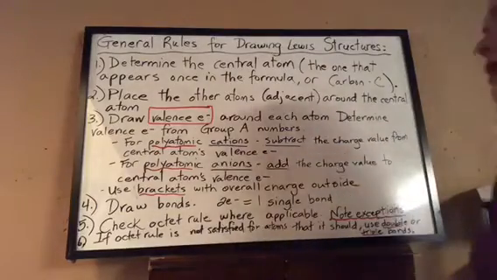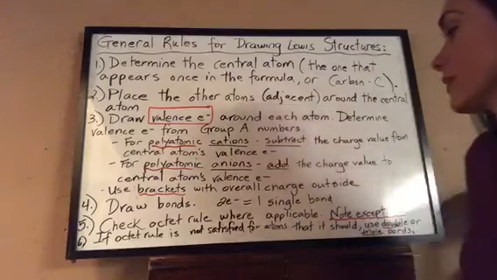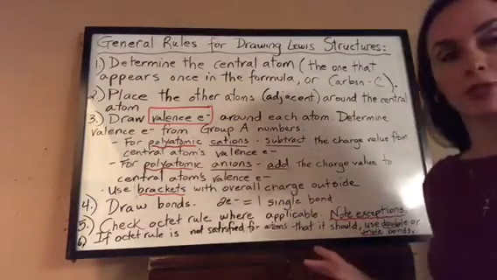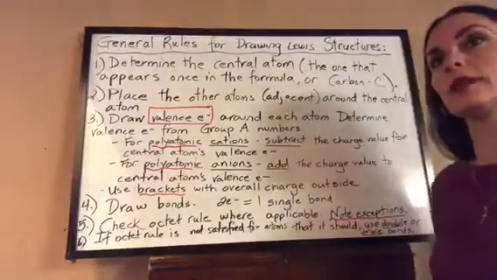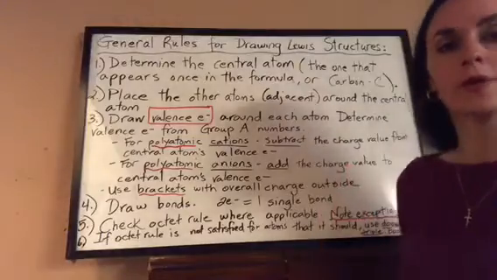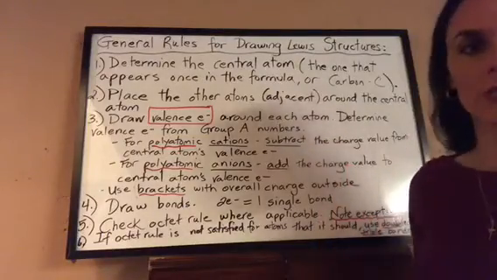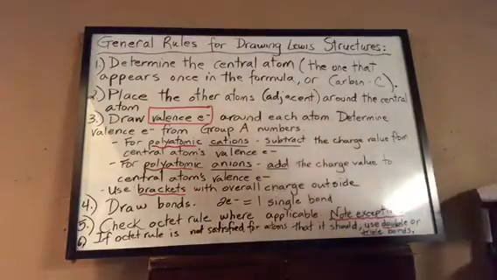Okay. After we draw the single bonds, we need to check for the octet rule where applicable. Note exceptions. Right now, the only exception I'm going to tell you about is hydrogen. Hydrogen will only have two electrons around it, since it has one valence electron and can only make one bond. We're going to talk about other exceptions in a little bit. Right now we're just going to talk about hydrogen.